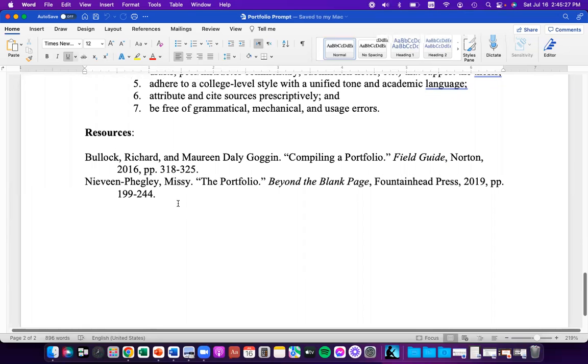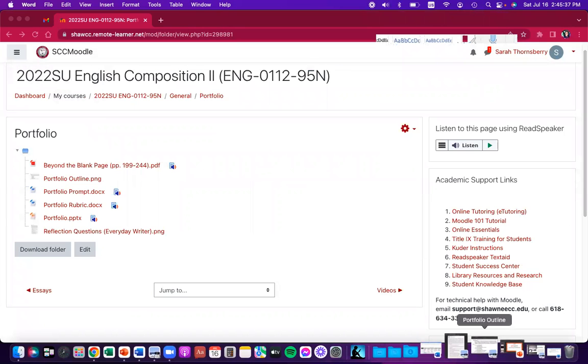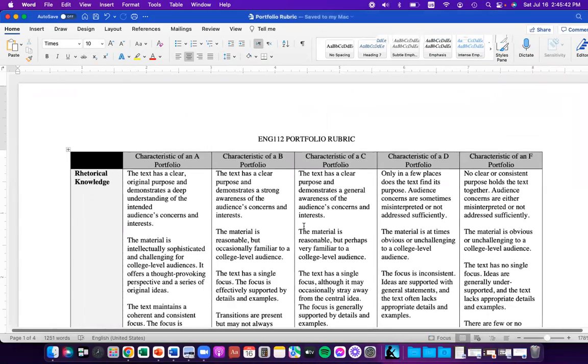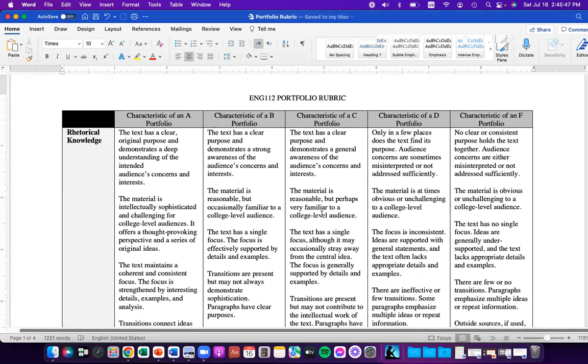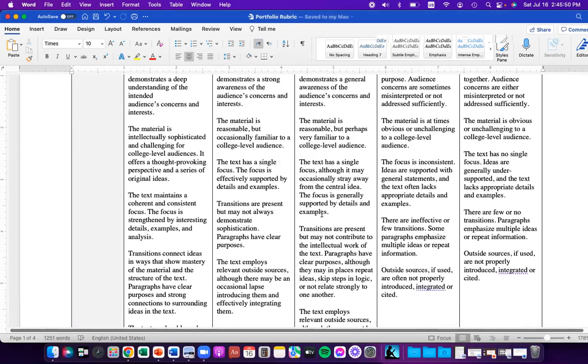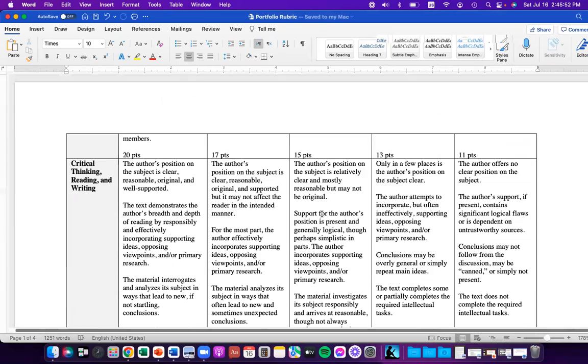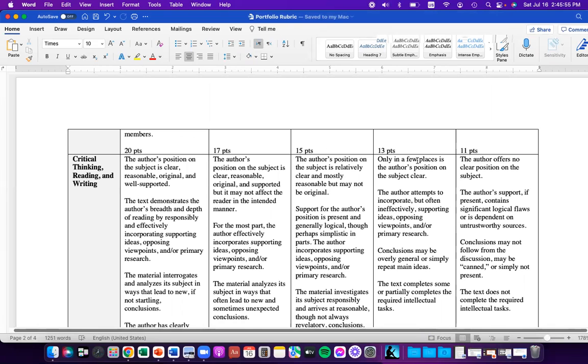And then of course you have two readings that are in your additional readings folder as well as your portfolio folder. We'll go ahead and show you the rubric really quickly. Unlike your other rubrics, which have been part of holistic grading, this is a part that is called analytical grading. That means that each category in which you score has a certain number of points with that category.